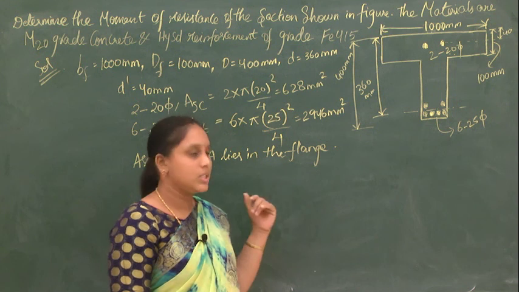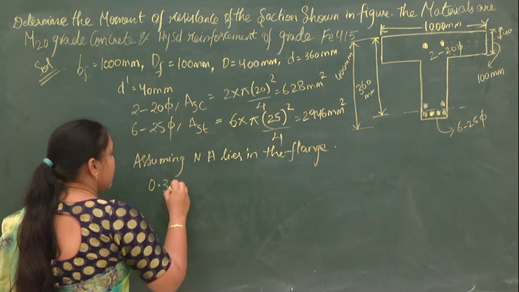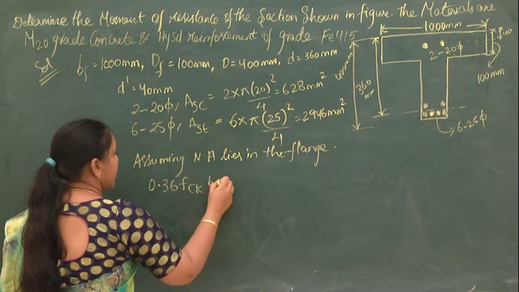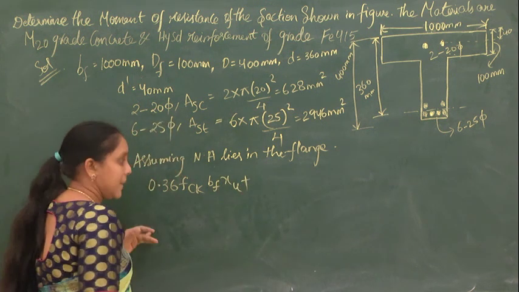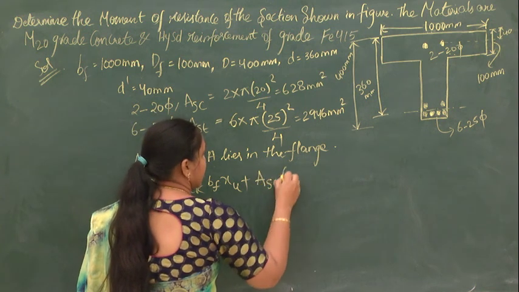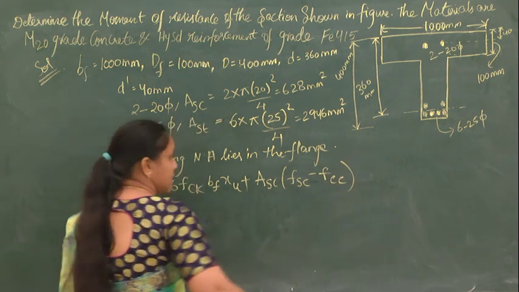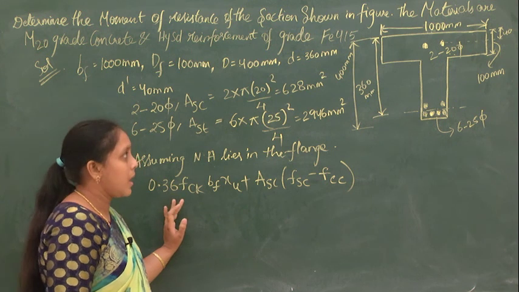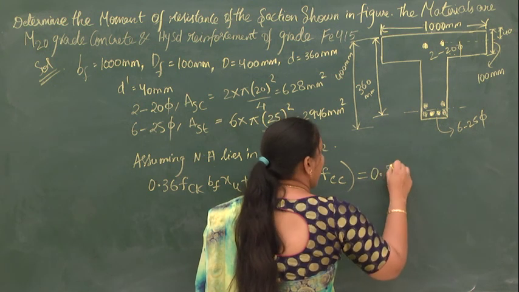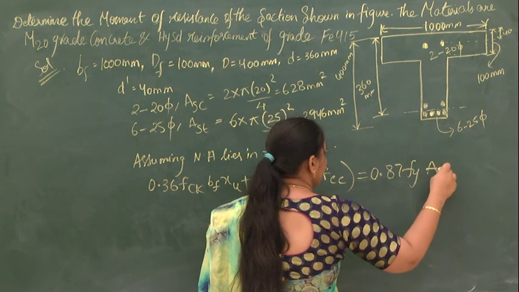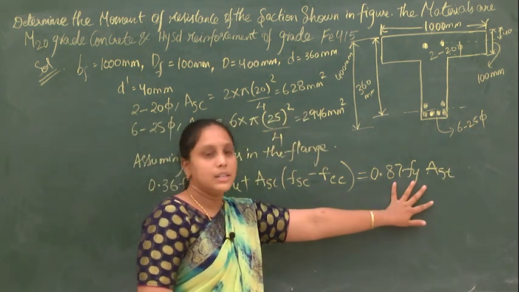We have to consider the doubly reinforced section. So what will be the forces for a doubly reinforced section? 0.36 FCK BF into XU plus ASC into (FSC minus FCC). This will be the forces in compression for a doubly reinforced section, which will be equal to 0.87 Fy into AST, that is the area of steel. So these are the forces in tension.